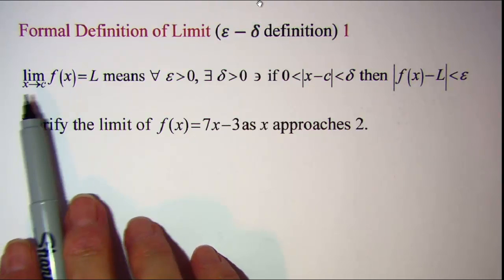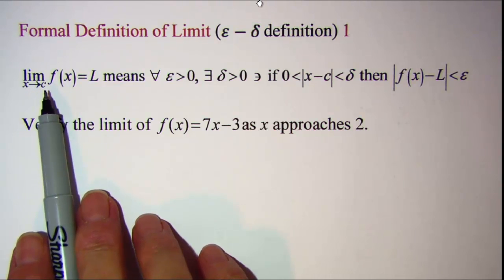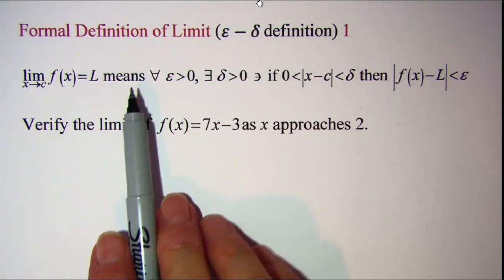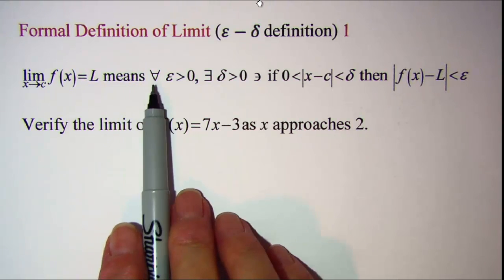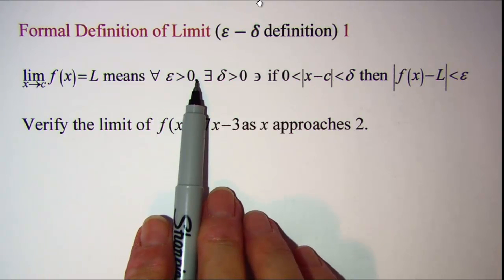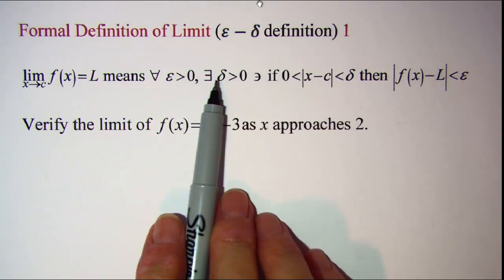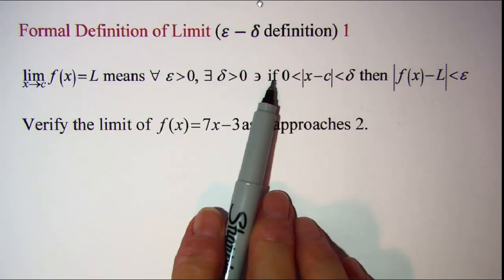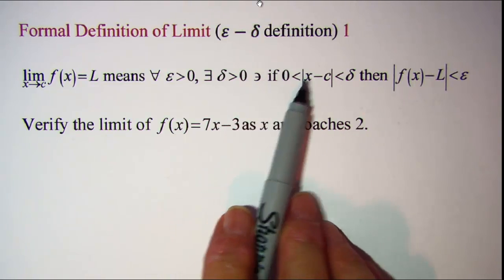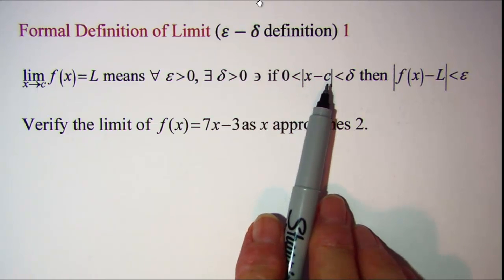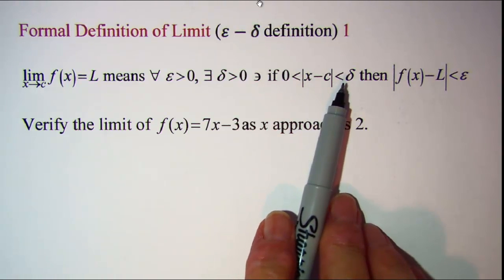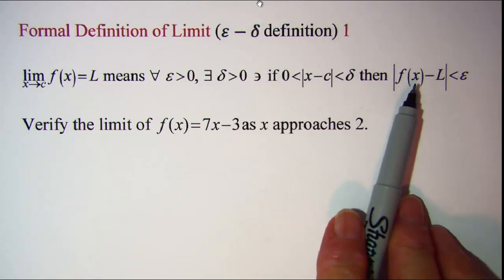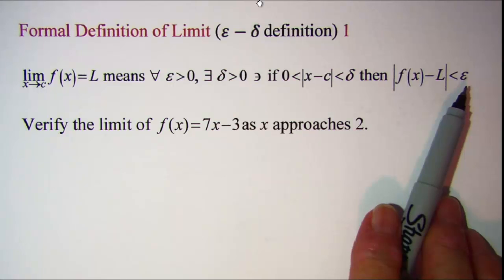The limit as x approaches c of f of x is equal to L means for every epsilon greater than 0, there exists a delta greater than 0, such that if 0 is less than the absolute value of x minus c, which is less than delta, then the absolute value of f of x minus L is less than epsilon.